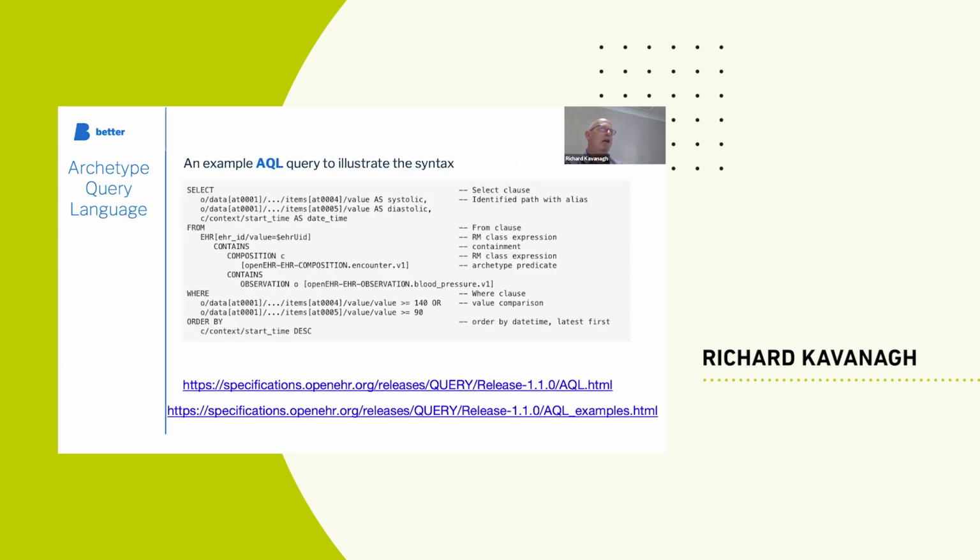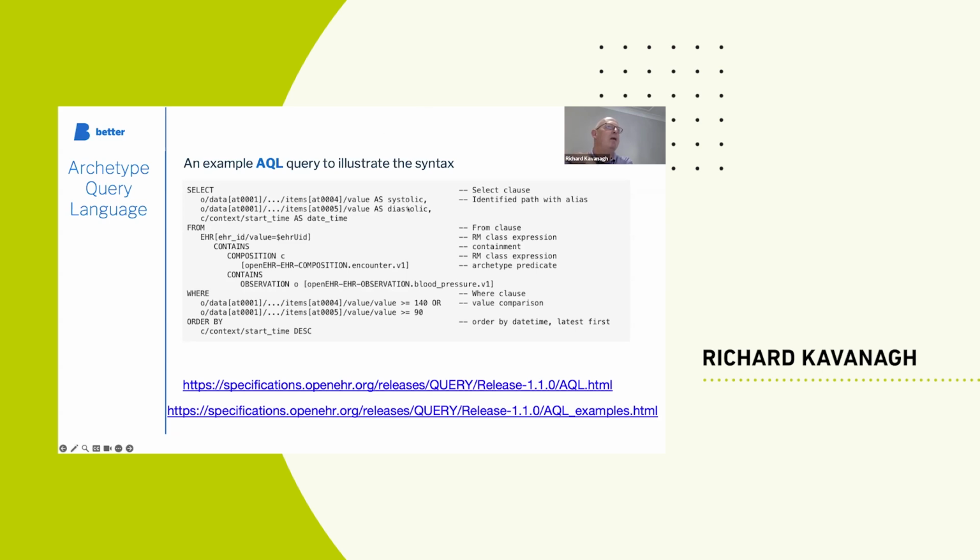An example AQL, as on screen, looks quite confusing initially, but once you start using it, it gets clearer and clearer. And for those who have been used to using SQL, it's quite a quick transition. The thing to realize is that in the select statement, all these curious items and AT numbers, that's the path within a particular composition. So a bit like the dot notation in FHIR, this is the notation within openEHR.